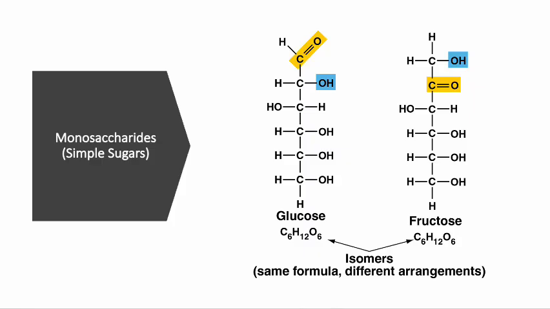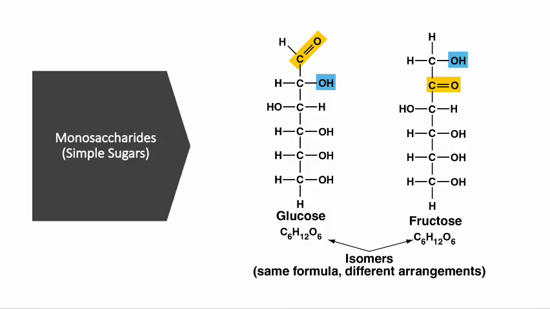Glucose and fructose are isomers, which means they have the same chemical formula, C6H12O6, but their atoms are arranged differently. That difference in the arrangement is what gives them different properties. In glucose, the carbonyl group is located on the first carbon of the chain, while in fructose, the carbonyl group is on the second carbon.